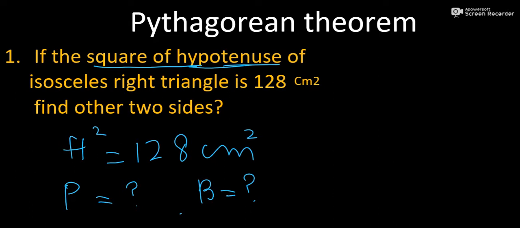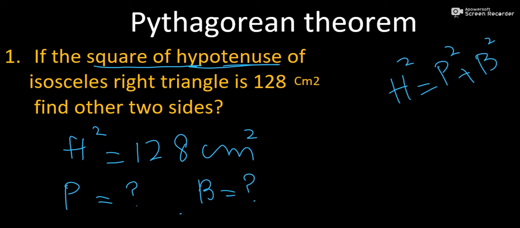But we have learned in the previous lecture that for the Pythagorean theorem two sides must be given. Let's suppose P and H are given, B will be found. P and B are given, H will be found. H and B are given, P will be found. But here only H square is given. P and B, we have to find two sides. How can I find? There is a trick.